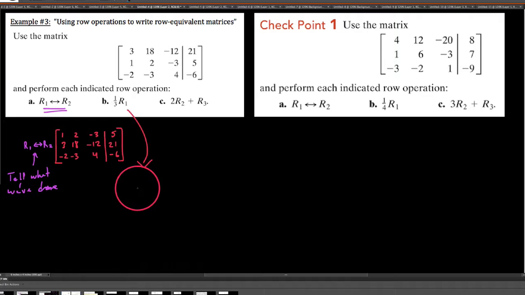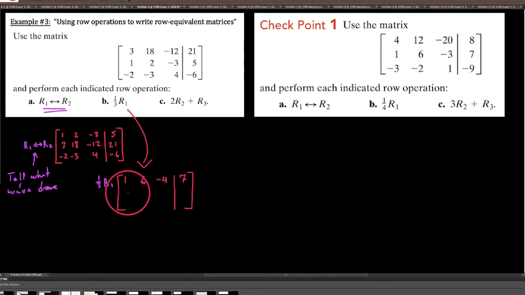Now letter B here is a little bit different. We're going to take 1/3 times row 1. On the outside we say 1/3 row 1 next to row 1. That is to say, if we were to take 1/3 times all of these values in this top row, what we would have gotten was 1, 6, negative 4, and 1/3 of 21 is 7, respectively. So 1 is 1/3 of 3, 1/3 of 18 is 6, 1/3 of negative 12 is negative 4, and 1/3 of 21 is 7.